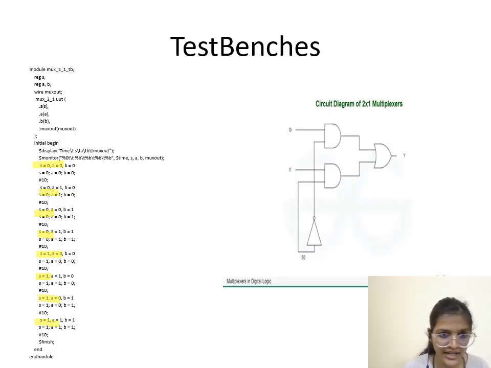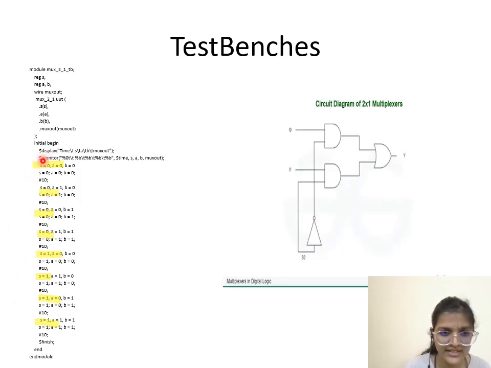These are the total 8 cases in which the A value is 0 0, 1 0, 0 1 and 1 1. Similarly for S equal to 1, A and B is 0 0, 1 0, 0 1, and 1 1. So these are the total 8 cases.